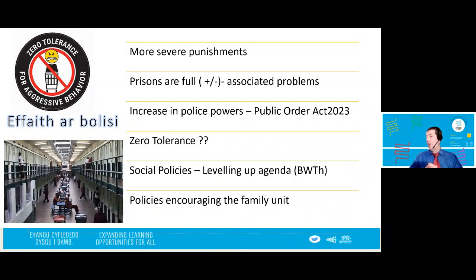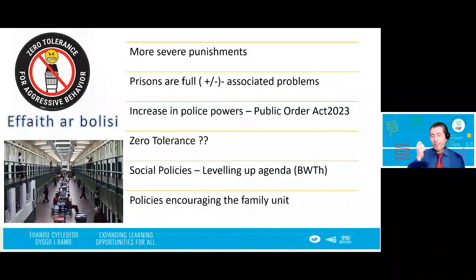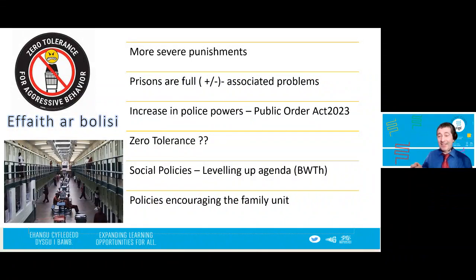Social policies we've discussed, levelling up agenda, this idea of developing opportunities across Britain, because they don't believe it's poverty that causes crime, because in the 50s and 60s, poverty went down. Well, the way of calculating poverty was changed anyway, but poverty went down, but crime went up. So right-wingism didn't believe in the idea of poverty.